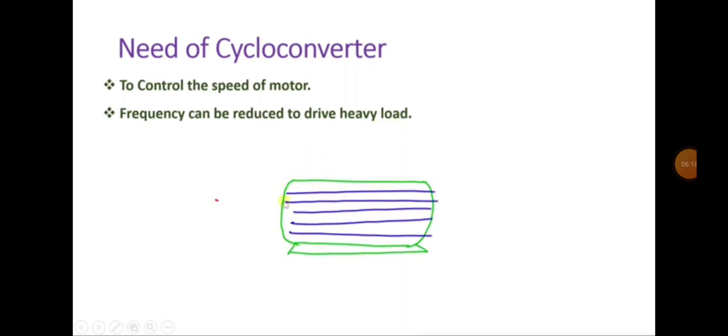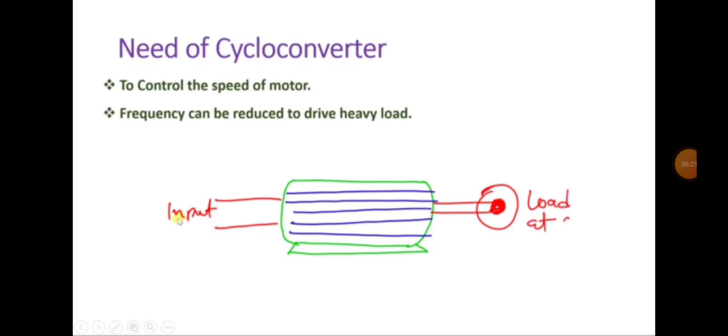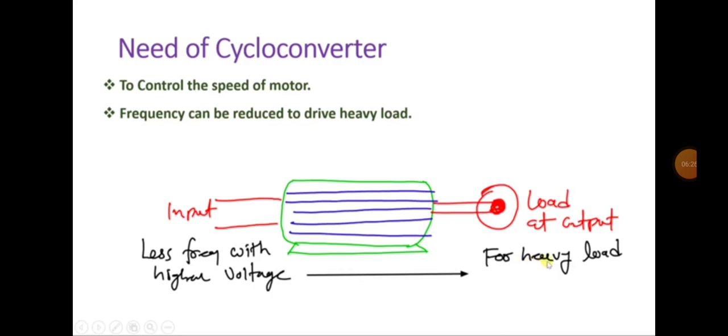If a motor is functioning with a higher load, there are many parameters by which we can control speed. One is frequency. If frequency is reduced, we can drive a heavy load. Say I consider one motor here, and if I have lower frequency with higher voltage, we can drive a heavy load, as a heavy load cannot be handled at higher frequency. So sometimes we need to reduce frequency, and we can do that with a cycloconverter.